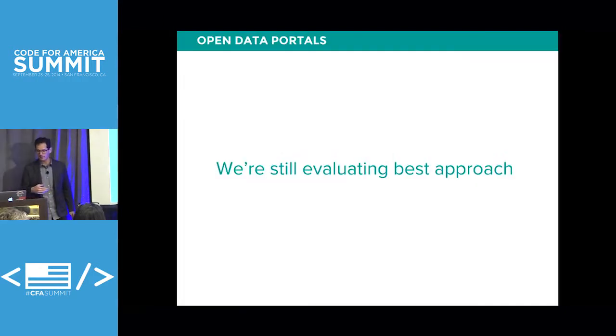So in Lexington's case, we're still looking at different ways to do the open data portal. We have a CKAN instance, if anybody's familiar with that. Just to throw out a few other names, there's Socrata, and DKAN, which is kind of a CKAN. There are others, so we're still looking at the best way to do that. We have an older version of CKAN, and we're looking at moving forward.